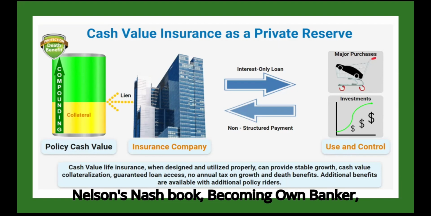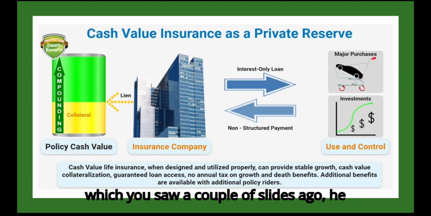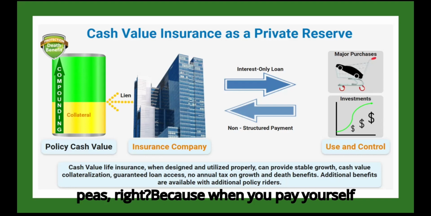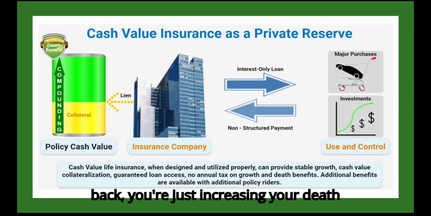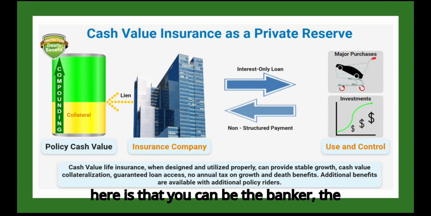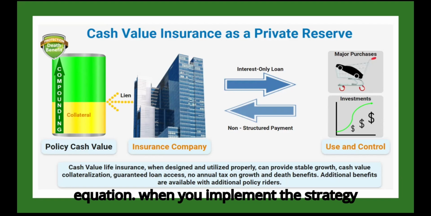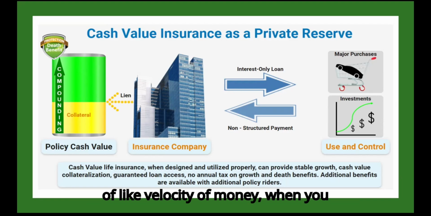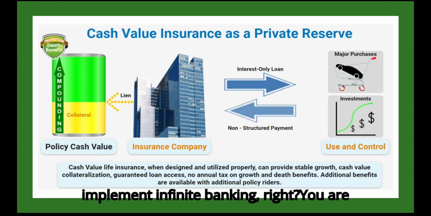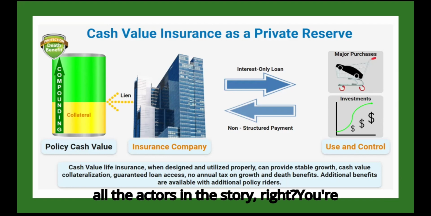In Nelson Nash's book Becoming Your Own Banker, which you saw a couple of slides ago, he called out, you don't want to steal the peas, right? Because when you pay yourself back, you're just increasing your death benefit, therefore increasing your cash value. And so what's important to note here is that you can be the banker, the borrower, and the lender all in the same equation when you implement the strategy of velocity of money. When you implement infinite banking, you are all the actors in the story.